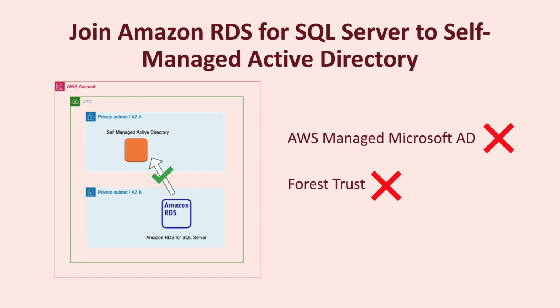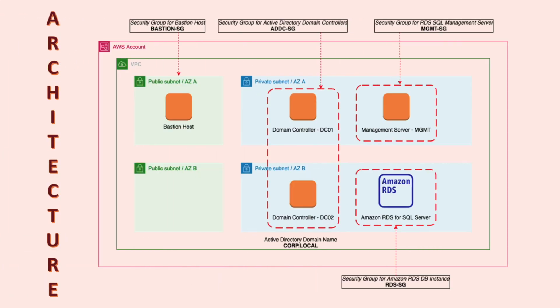In today's demo, we won't look into setting up a self-managed Active Directory on-premises. Rather, we will set up a self-managed Active Directory on Amazon EC2 and then join the Amazon RDS for SQL Server to that self-managed Active Directory. With reference to the architecture for today's demo, we have covered the prerequisites in relation to the Active Directory setup in a previous video that I will link in the description below. You can also find the link at the top right corner appearing on your screen now.